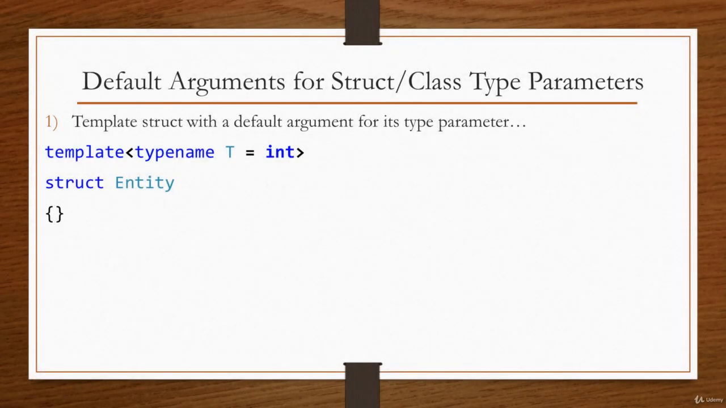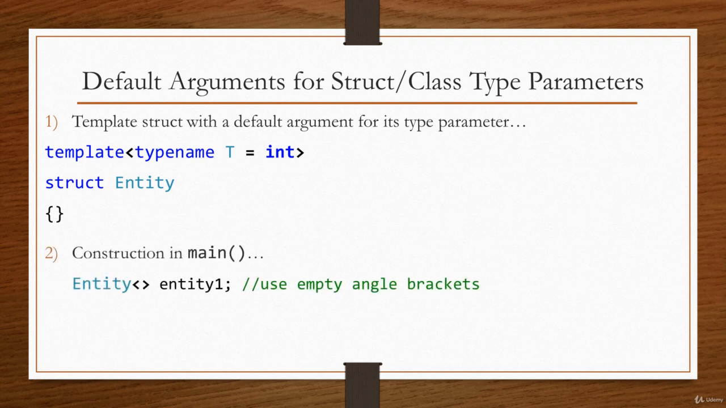We can also have default arguments for struct or class type parameters. In this example, I have a template struct with default argument for its type parameter. In this case, that default argument is an integer. So I have type name t, the assignment operator or the equal symbol, followed by int. And then we have some struct entity. Now for the construction for this example, you'll be doing entity, empty angle brackets, and then entity1, the instance name.